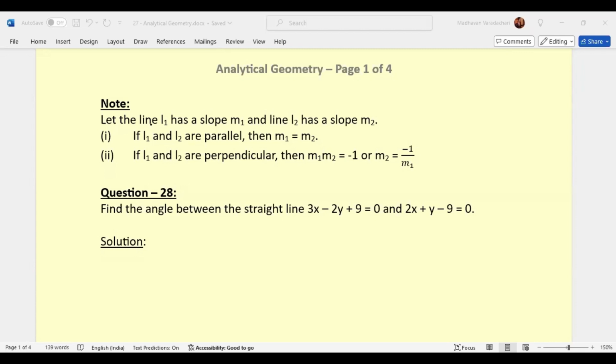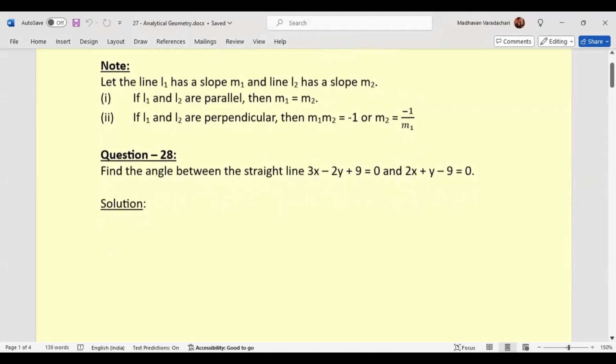Means let line L1 has a slope M1 and line L2 has a slope M2. If L1 and L2 are parallel, then M1 is equal to M2. If L1 and L2 are perpendicular, then M1 multiplied by M2 will be -1 or M2 will be -1 by M1. Now let us do some problems in this related to angles and slopes.